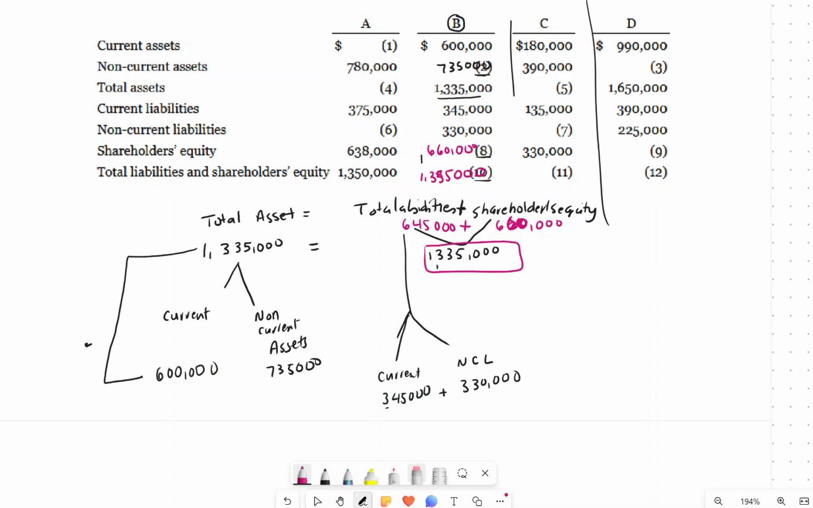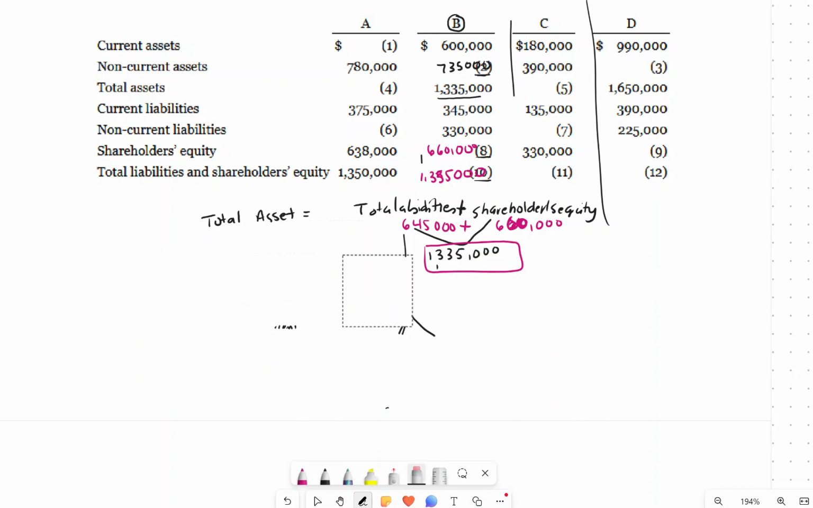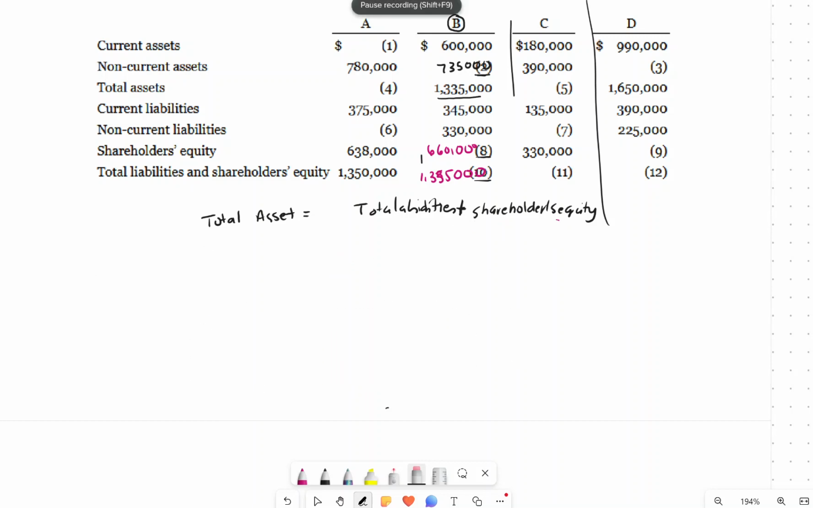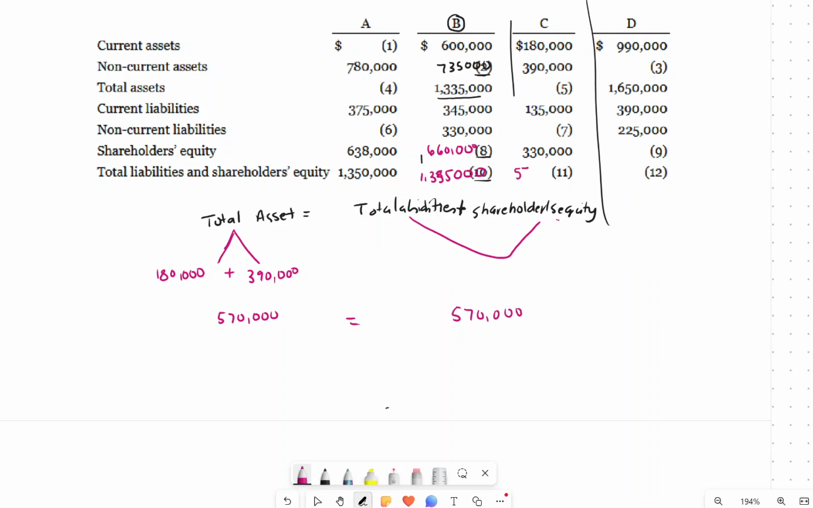So let's see if we can do number C. They told us nothing, but I know that your total assets are made out of two parts, current and non-current. That is your 180,000 and this is your 390. If I add both numbers, that gives me 570,000, and these two numbers will also be 570,000. So this is your 570,000.